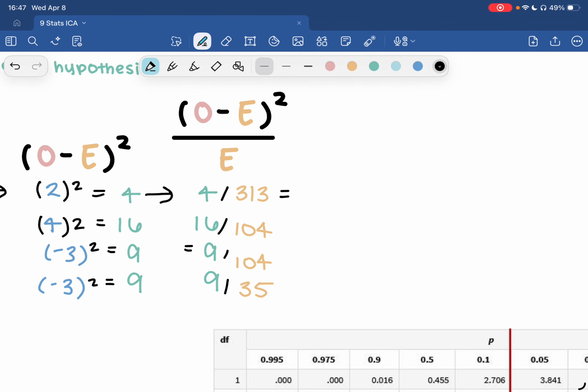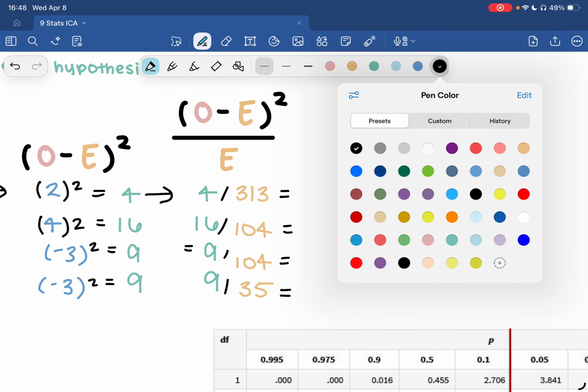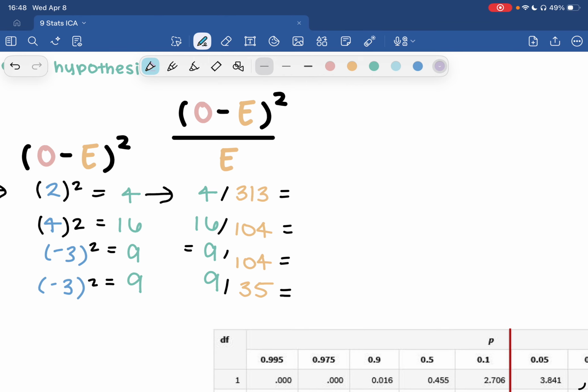And then write down your answers. I like to go 5 decimal places. This is not necessary. You can pick as many decimal places as you want. Try to go for at least 3 or 4, just for good measure. But I like to go with 5, but go with what you would like, what you prefer.